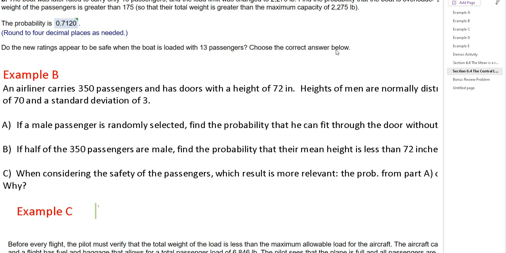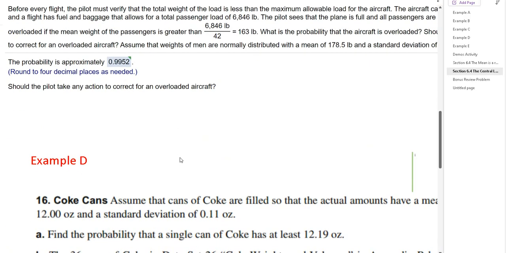We don't have somebody who's some conglomeration, some average of those 175 men. So what's relevant in this case is actually part A, because it's going to be the individual that's passing through the door, not the average of the 175 men. I mean, they will all pass through the door, but they're passing through as individuals. So the relevant probability then is for part A. Let's try one last one.